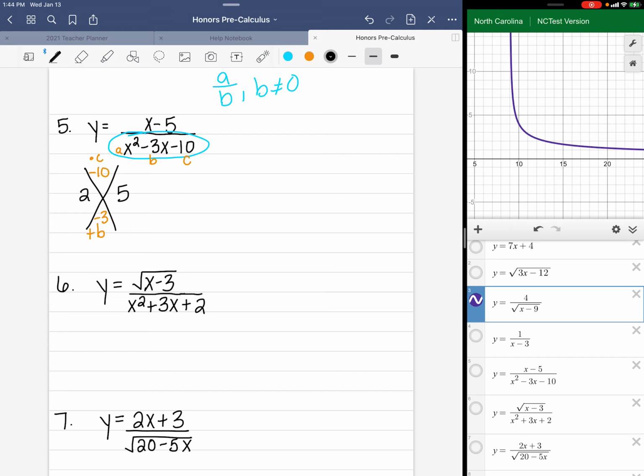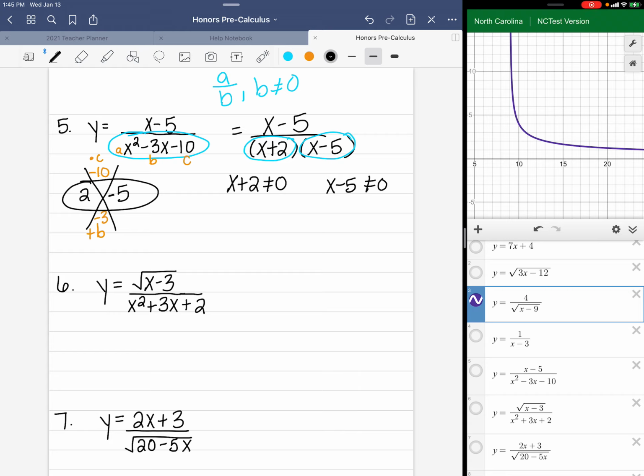And then we have 2 and 5. Well, 2 and 5 definitely can work, but we got to figure out the right combination. So if I do -2, that's going to give me +3 when I add them together. So the only way to get a -3 is if I make my 5 negative. So when I rewrite this, I have x plus 2 over x minus 5. Now, why did I want to do that? Because I can now split these two values up. And I can say x plus 2 can't equal 0, x minus 5 can't equal 0.